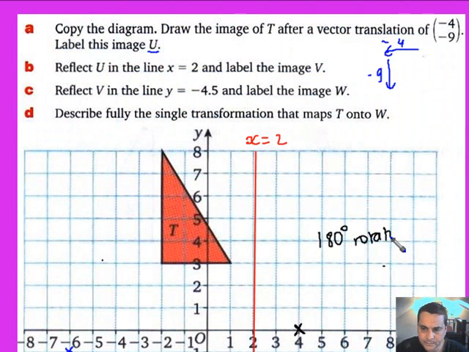rotation about centre 4, 0. Again, I can't really test it on the screen.